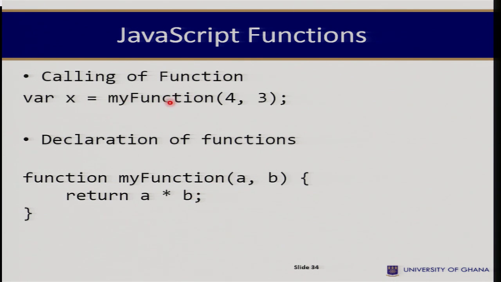So myFunction has been called over here, and you have supplied arguments 4 and 3. What it's going to do is take 4 and 3, like a and b, multiply them, and give you the result. So 4 times 3 will be 12, and 12 will be stored inside var x.